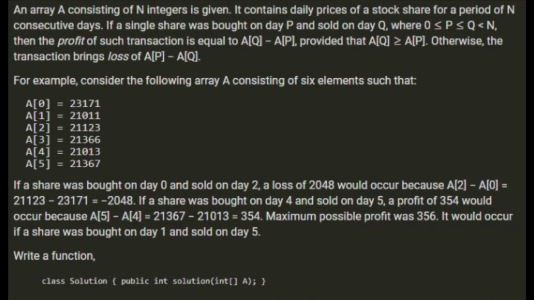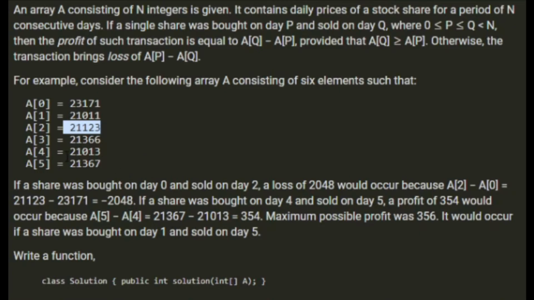Okay, an array A consisting of n integers is given. It contains daily prices of a stock share for the period of n consecutive days. If a single share was bought on day P and sold on day Q, where P is less than Q, then the profit of such a transaction is equal to A[Q] minus A[P], providing that A[Q] is greater than or equal to A[P], otherwise the transaction brings a loss. So for example, in the following array with 6 elements, if a share was bought on day 0 and sold on day 2, a loss of 2048 would occur because A[2] minus A[0] is minus 2048.